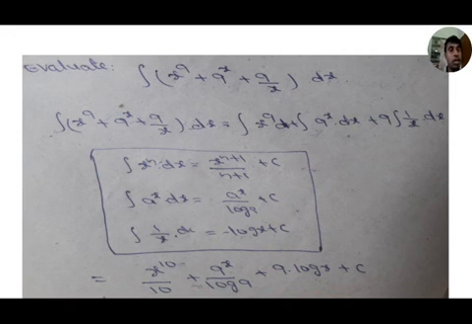Let us move on to the next problem. Here is a sum of three functions. Separate the sum of three functions, keep coefficients outside, and use the formulas. Here the x to the power of n formula: x to the power of n plus 1 by n plus 1. The integration of a to the power of x formula: a to the power of x by log a. And the 1 by x formula: log x plus c.